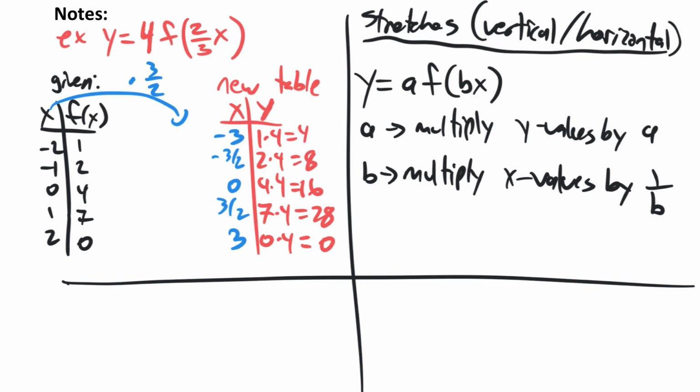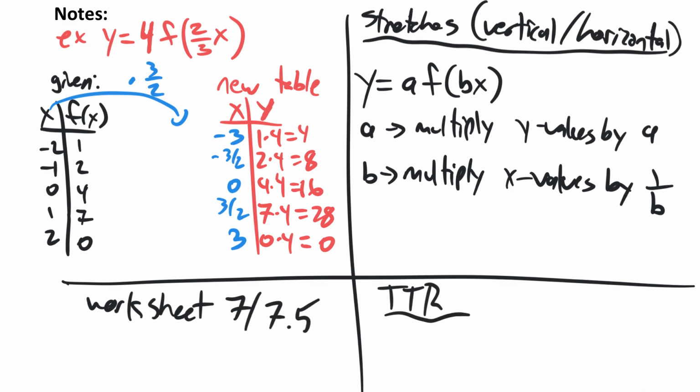So for some practice, you can try worksheet 7 and 7.5, and you can add an example here to your notes. And then any things to remember. The main thing is that because they're touching, it becomes multiplication, and because it's in the brackets, we have to do the opposite for the x.